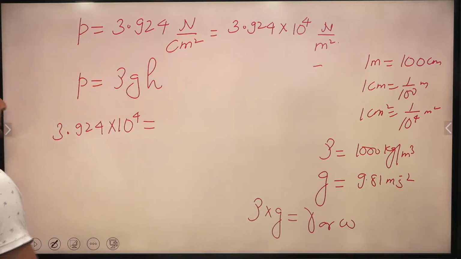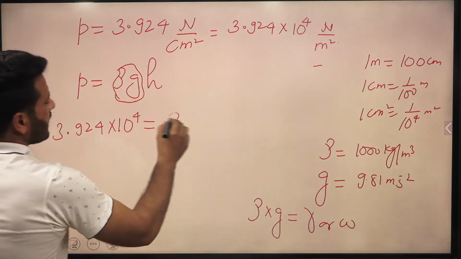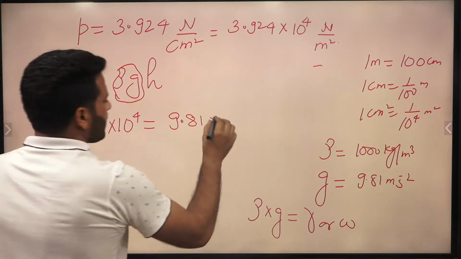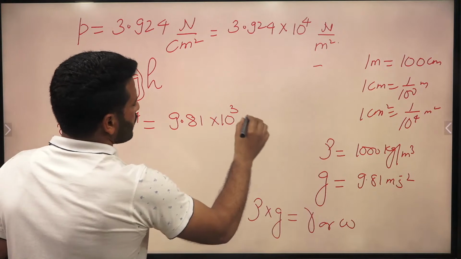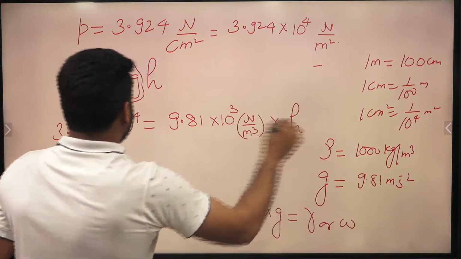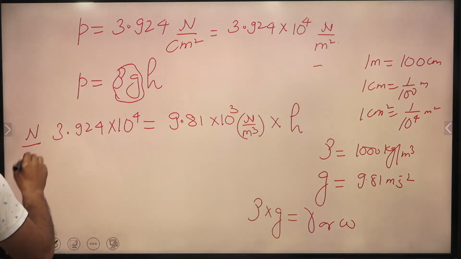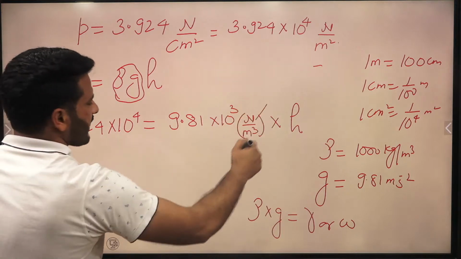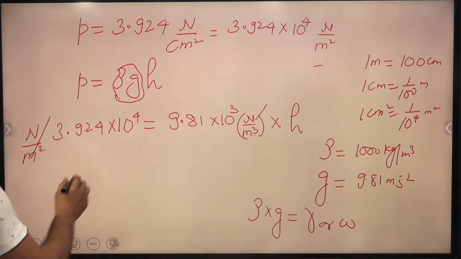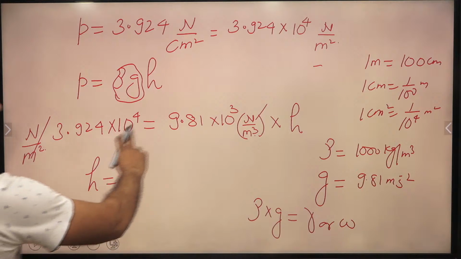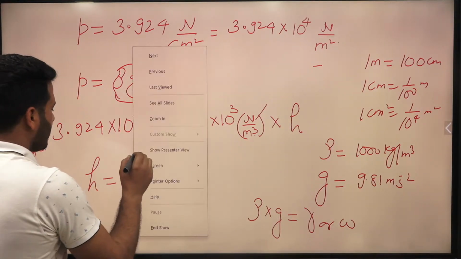So this rho into g, I am writing combinedly as 9.81 in kilonewton, so multiplying it by 1000, it is in Newton per cubic meter. Here we have h, and here we have Newton per meter square. Newton per meter square cancel out, only meter will be here. So let me know what is the h here. 3.924 into 10 to the power 4 divided by 9.81. Just solve it.